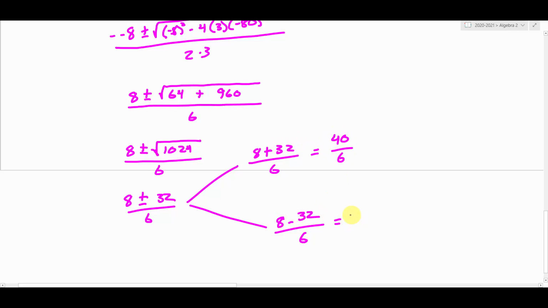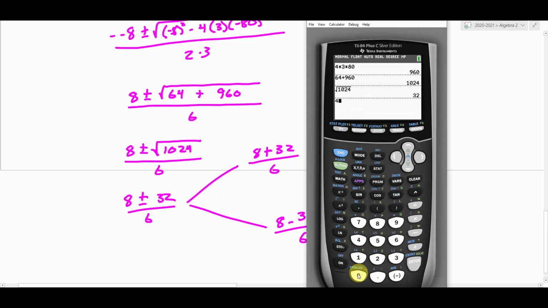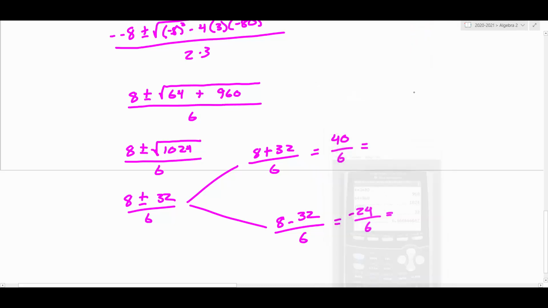And then 8 minus 32 is negative 24 over 6. So I think I might need to get a calculator for this one. So I'll do 40 divided by 6. And I got 6.667, so I'll say 6.67 if I were rounding to 2 decimal places. And then down here, negative 24 divided by 6 is negative 4. So there is one solution. There is my second solution.